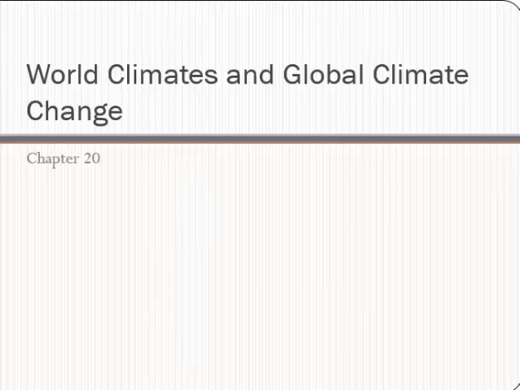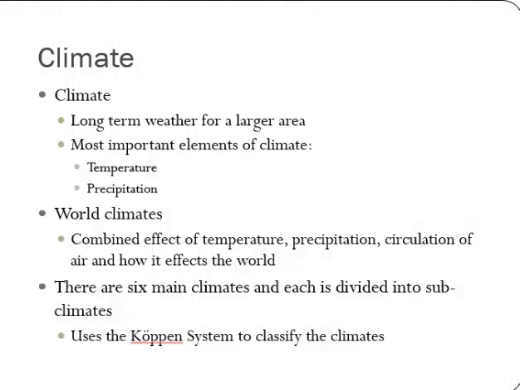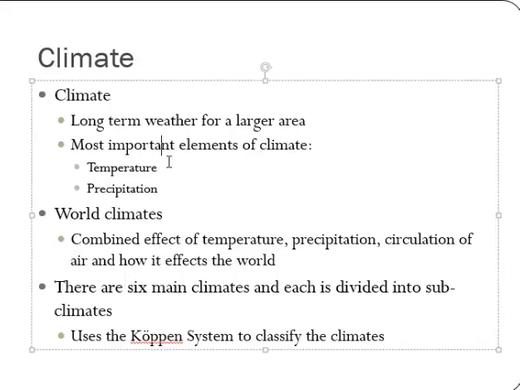And finally, the last chapter we are going to deal with is chapter 20, and that deals with world climates and global climate change. First of all, climate in general is a little different than weather. Weather means an individual day or an individual week, for an individual city, whereas climate means an entire weather system for a long period of time and a large geographic area.